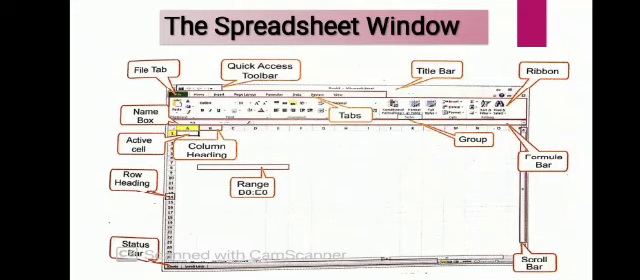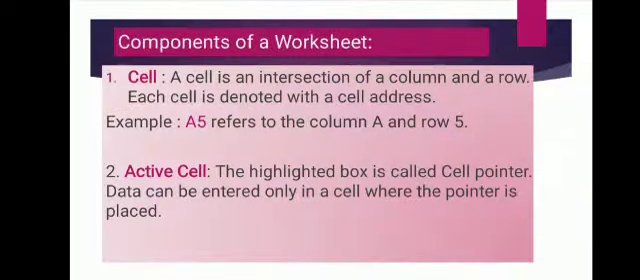So this is about the spreadsheet windows. Now see the main components of the worksheet. First, as we discussed, the cell is denoted with the cell address, like I have given here A1, or if A5 is written in an example, it means A5 refers to column A and row 5.